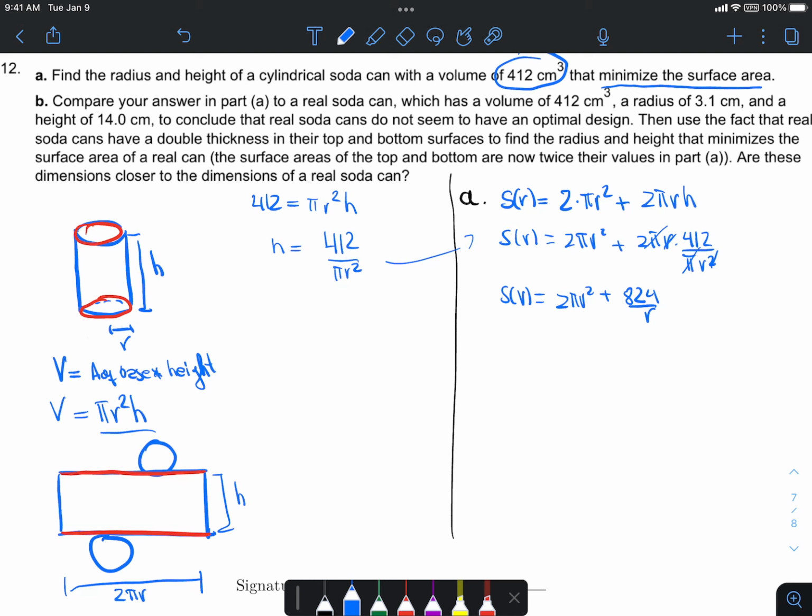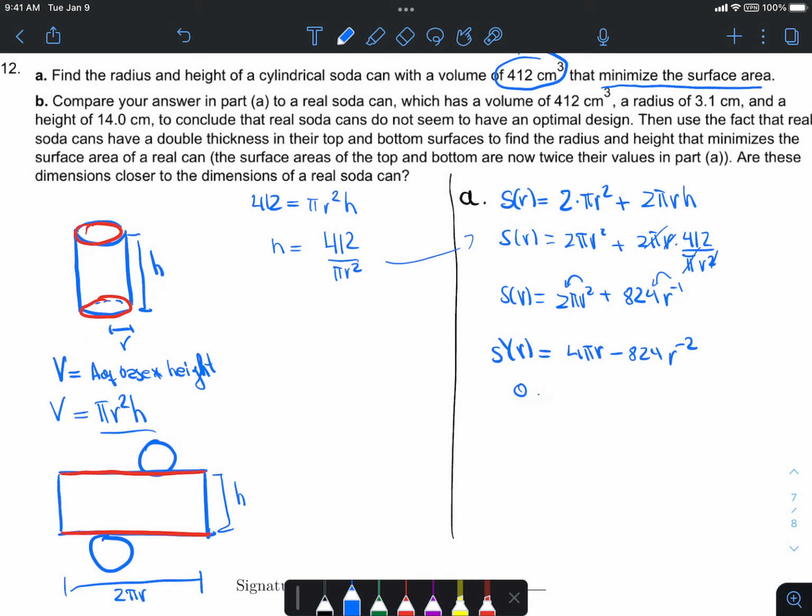So what I do next is I want to minimize this. So I want to find the derivative of that, make that equal 0, and find the value of r that makes that equal 0. So S prime of r will be 2 times 2, so power rule on r, 4 pi r, plus, and this is an r to the minus 1. If you rewrite this, instead of dividing by r, I could write it as r to the minus 1. So that would be minus, power rule again, the minus comes down, so minus 824 r to the minus 2.